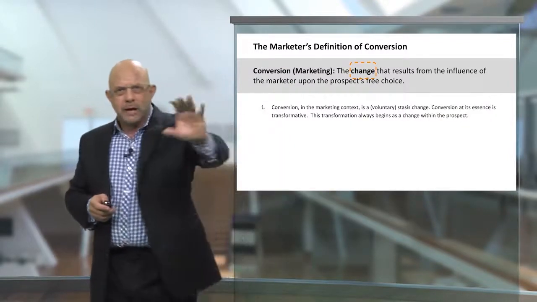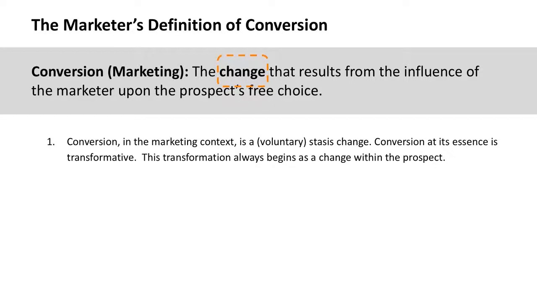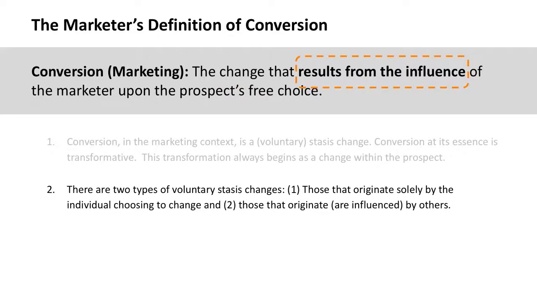So you see at the top, we're going to focus on the word change because every single word in this definition is important. And the change is essential because in the marketing context, it's a voluntary stasis change. And it is in its essence transformative. And you are, as a marketer, involved in a process that you can see outlined in this second point. You are trying to influence a voluntary change of stasis. For instance, the change from a prospect to a customer.